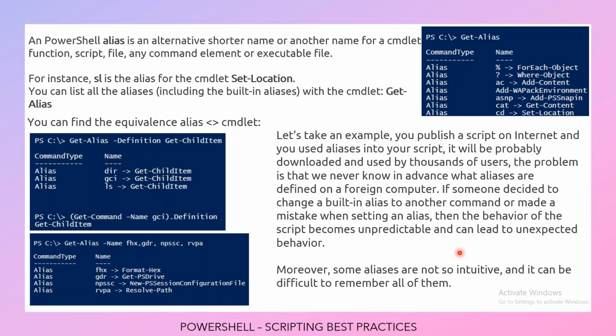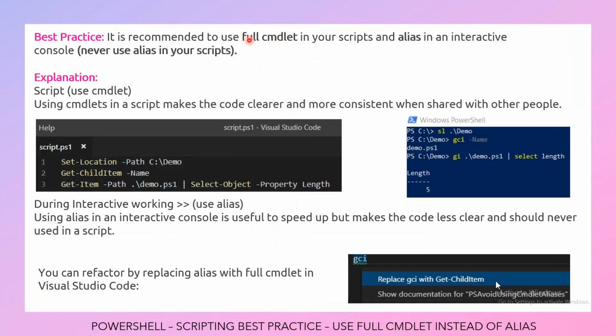So the takeaway is always use the full cmdlet in your script. Never use aliases in your script. This is a big mistake that most of the people who write scripts make. So you don't do that. You always use the full cmdlet when you write the script.